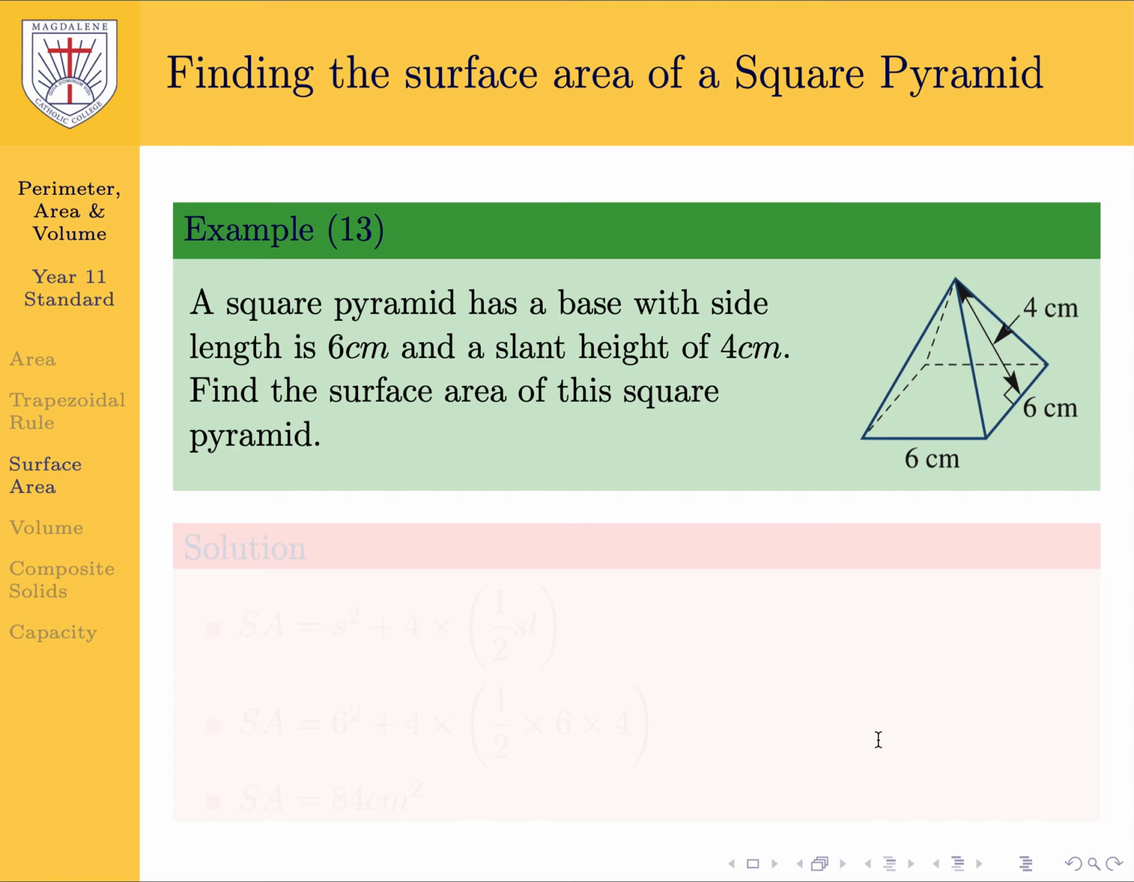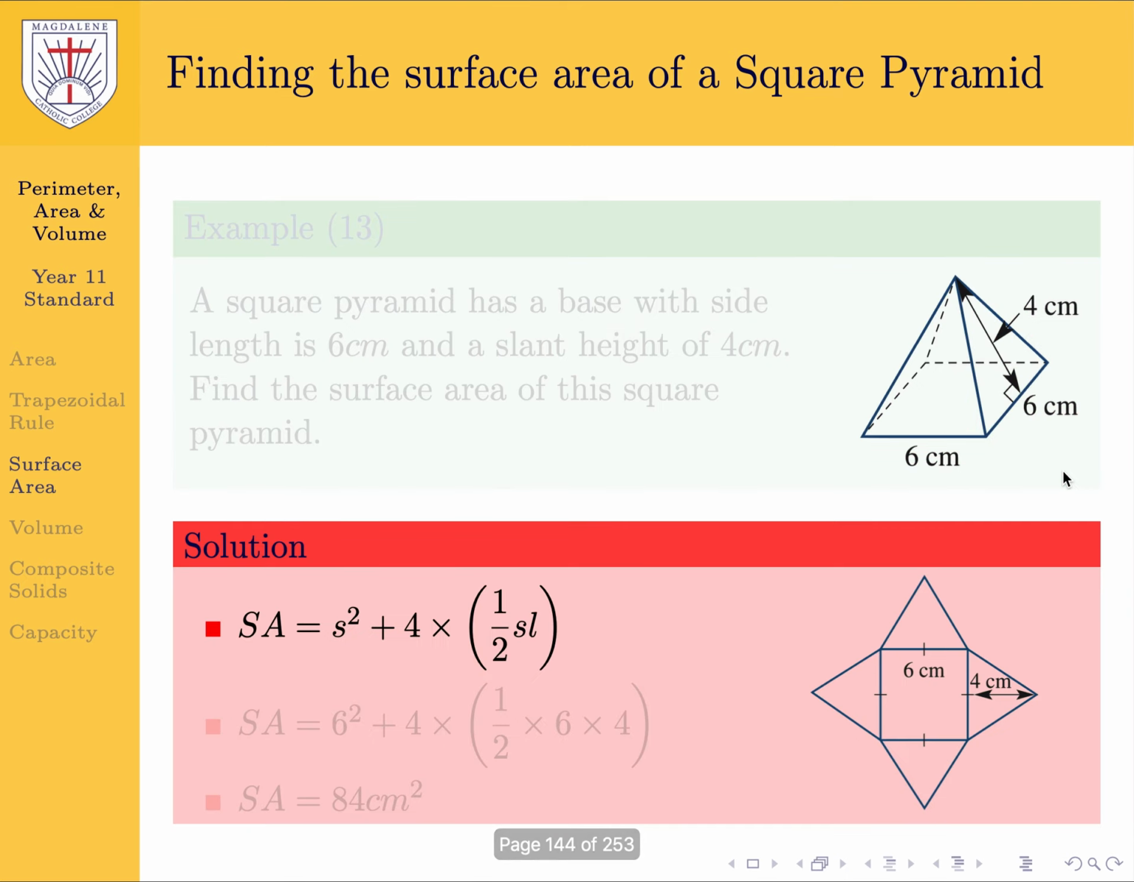A square pyramid has a base with side length 6 centimeters and a slant height of 4 centimeters. We need to find the surface area of this square pyramid. So if you look over here, there's the diagram, and we're going to first write the formula that we just mentioned in the previous slide. I've also drawn a picture here to help us visualize what we're actually doing. You can always do that. Remember, a net is certainly a viable option. And we'll see that the surface area is the side squared plus 4 times a half times side times slant height, which, remember, is basically the same as base times height. We've just changed the letters.